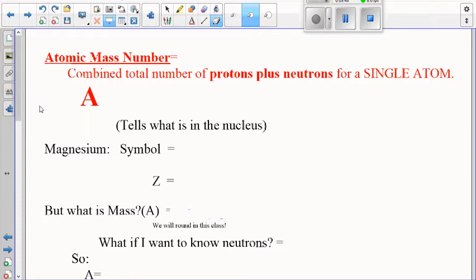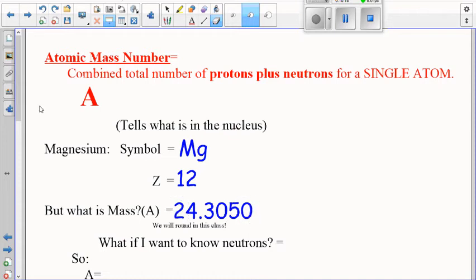So let's take a look at magnesium. Somebody find magnesium for me on the periodic table. Cece, you got it? It's 12. Okay. What's its symbol, first of all? Mg. Okay. What is its Z, its atomic number? 12. Love it. Okay. Now, what does this mass say on your periodic table? 24.3050. It says 24.3050. Okay.